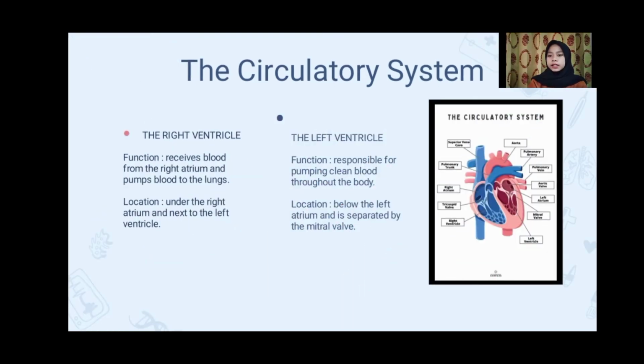Okay, and in this slide we can see the right ventricle and the left ventricle. The first is the right ventricle. The right ventricle is the part responsible for pumping dirty blood to the lungs so that carbon dioxide can be exchanged for oxygen through the respiratory process. The right ventricle is under the right atrium and next to the left ventricle.